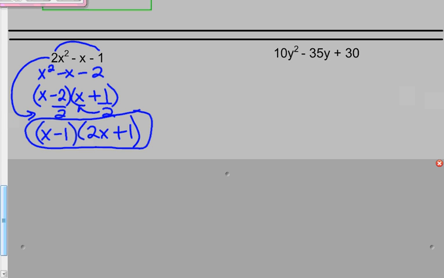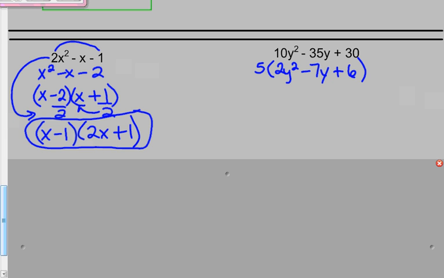Let's do the next one. First thing, again, I skipped over this in the first one because it was obvious it didn't reduce. Is there anything I can pull out of all three terms before I get started? And yes, I can divide by 5. So first thing I'm going to do is pull out a 5. That would leave 2y squared minus 7y plus 6.